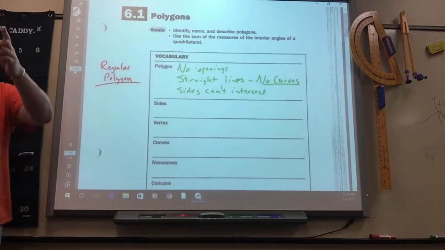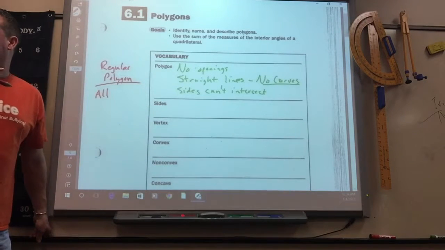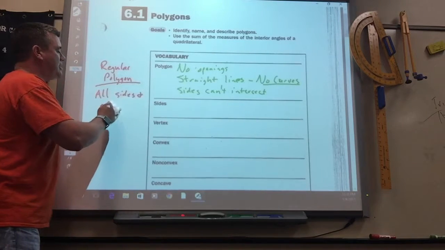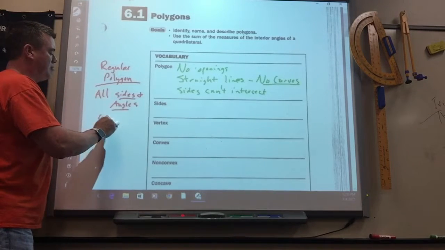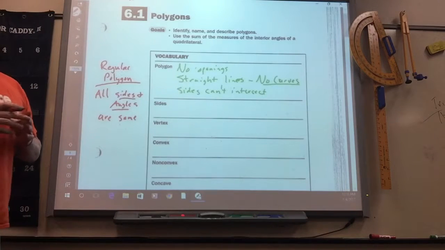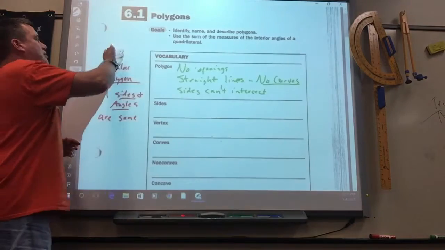Oh, it's just all the same. All sides and angles are the same. Okay? So a square is, because all the angles are 90 and all the sides are the same. An equilateral triangle is.